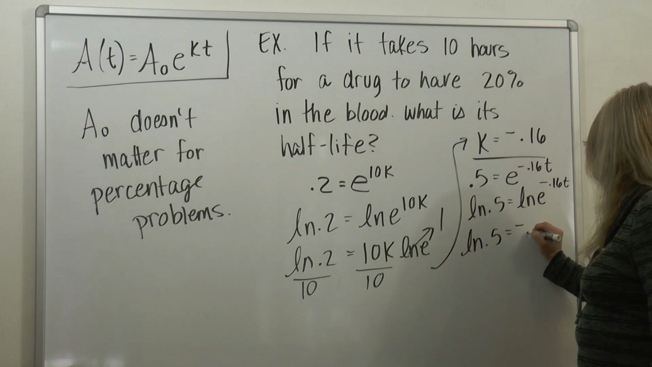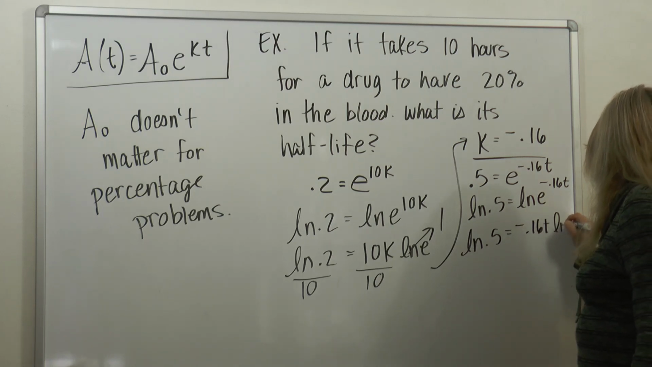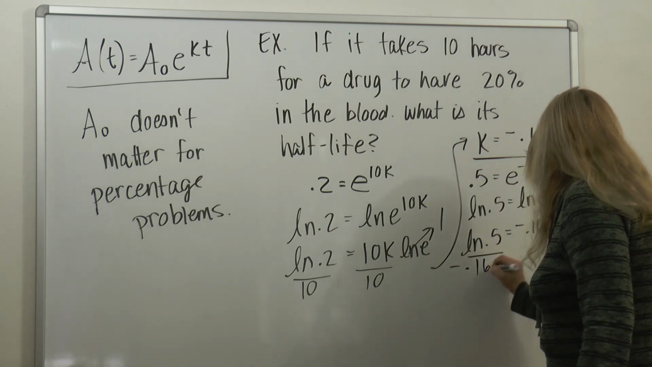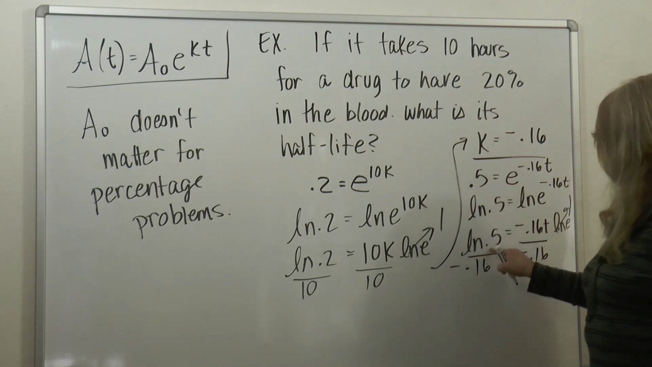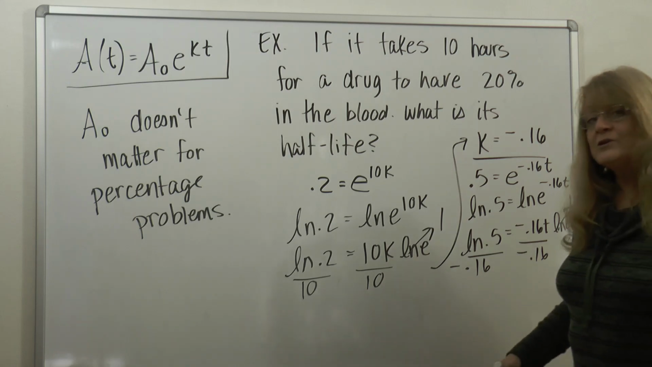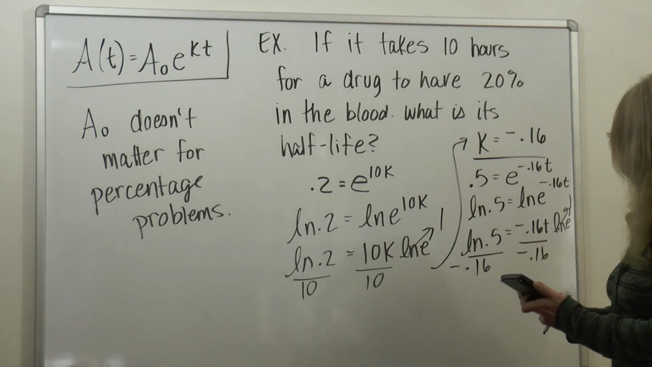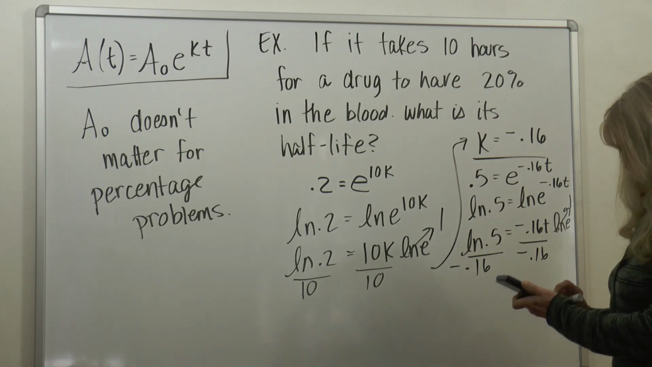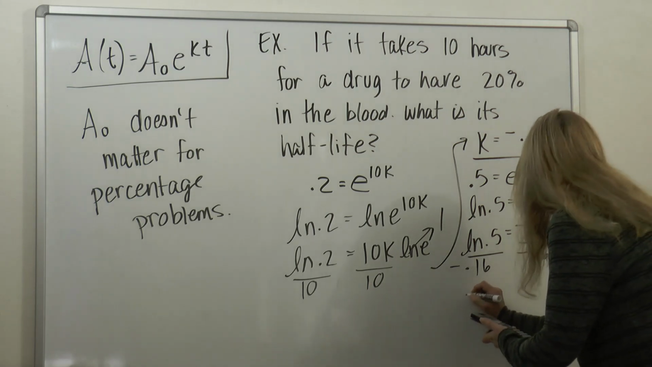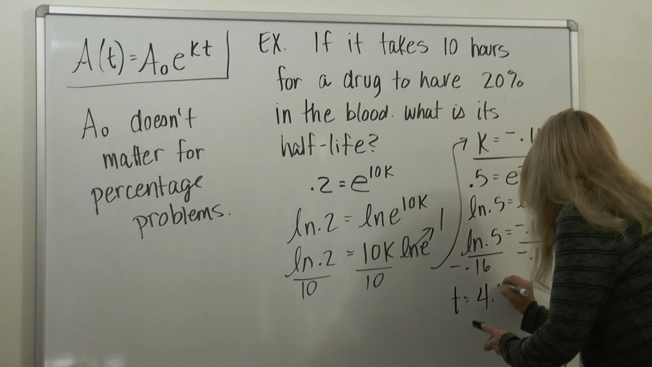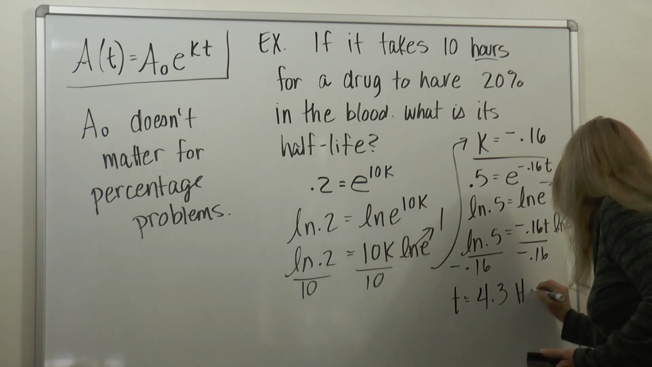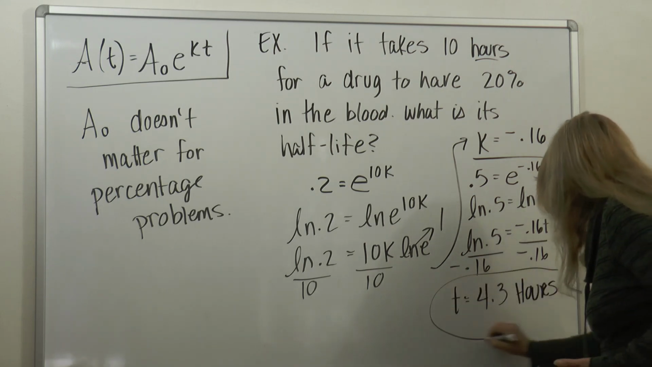Bring this out front: negative 0.16t times ln of e, which equals 1. So divide both sides by negative 0.16. Because 0.5 is between 0 and 1, this will be negative over a negative, which gives me a positive, which is what you want because we're solving for time. Time is always going to be positive. So t is going to be 4.3. Then you go back up and ask, what unit of time? Hours. And there's your answer.